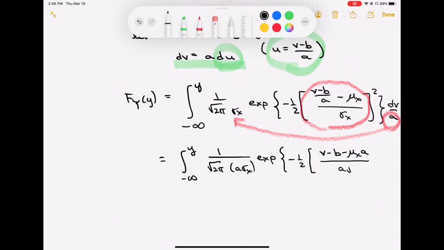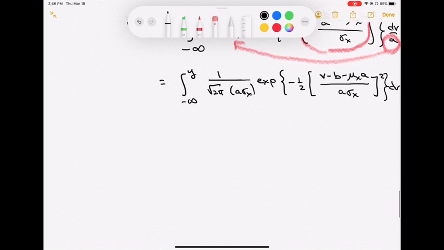That's going to be an a sigma x. Just a little bit of algebra going on there. Squared go out, and then put a dv on this as well. Okay, so almost there. Just about got it.